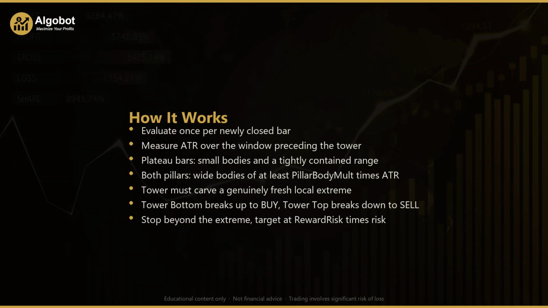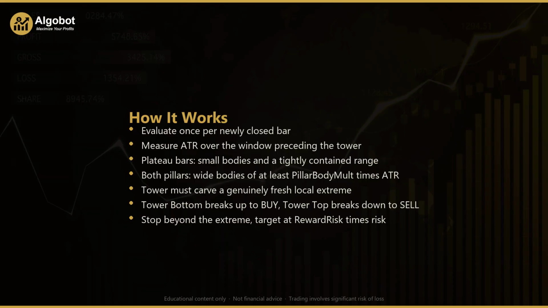The strategy also confirms the tower carves a genuinely fresh local extreme. It scans the loopback extreme window, defaulting to 20 bars, and the tower's low, or high, must push beyond that prior range. This filters out patterns that form in the middle of a range rather than at a true turning point. For a tower bottom, the left pillar must close down, the right pillar must close up, the right pillar must close above the plateau ceiling, and the tower must mark a fresh local low. When all four are true, the EA signals a buy.